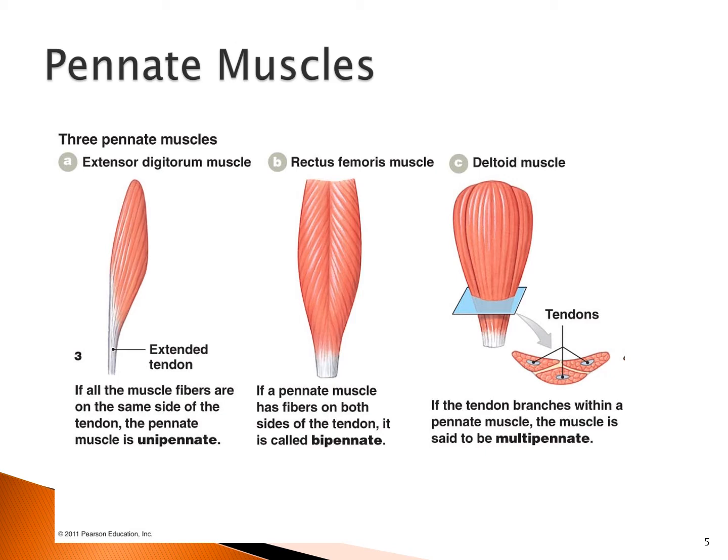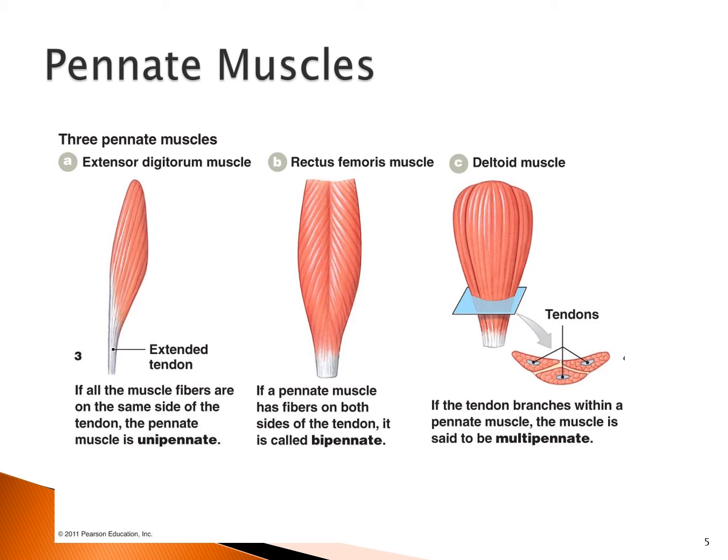Bipinnate, bi means two. So bipinnate muscles have a central tendon that runs through the middle of them. So it has fibers that run on either side of this particular tendon. And again, you can kind of see the separation of those fiber types here in letter B. And then multipinnate has several tendons running through them. And again, now we can see this kind of parallel arrangement in three different sections, basically. So deltoid is an example of a multipinnate muscle.